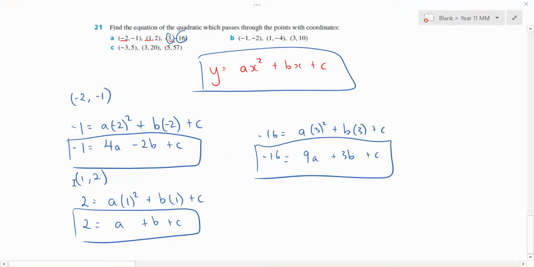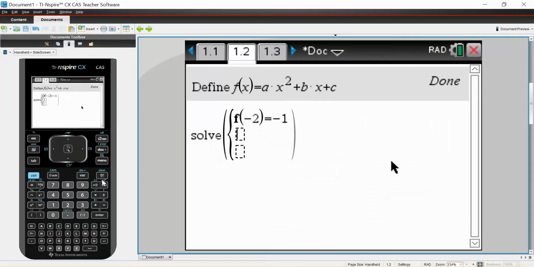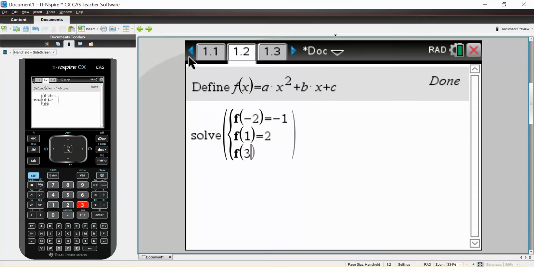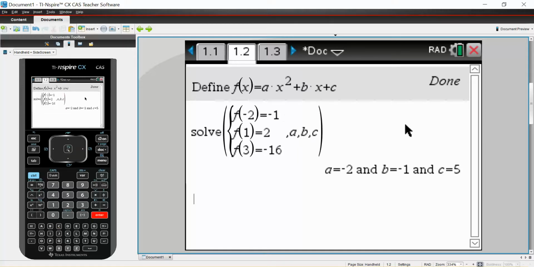Second one was when x is 1, y is 2. So f of 1 equals 2. Third one, I subbed in 3 and -16. So f of 3 equals -16. And comma, what am I trying to solve for? I'm trying to solve for A, B, and C. So comma A, comma B, comma C. See, 2 lines. There you go. Get your answer straight away. Okay, question 21 is very simple, very straightforward if you use a calculator.